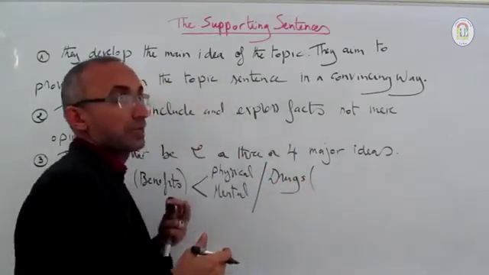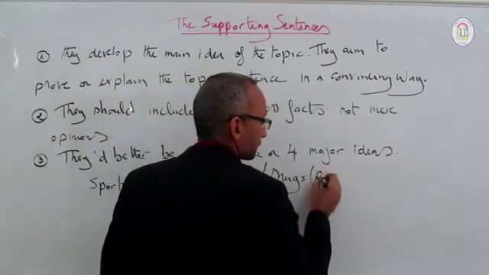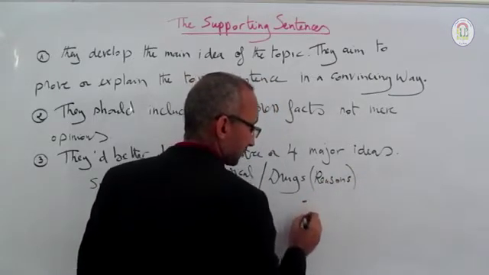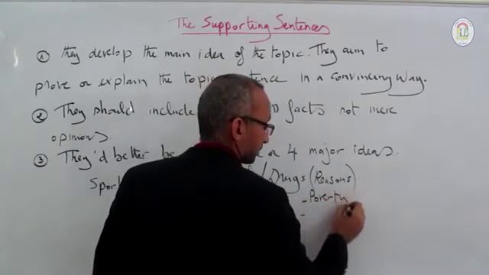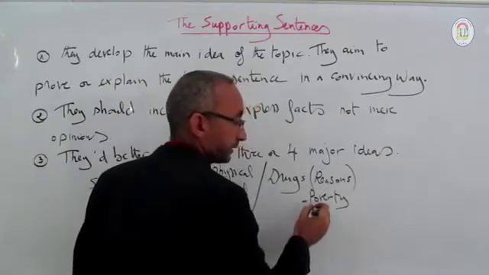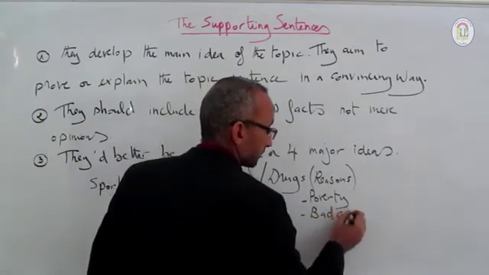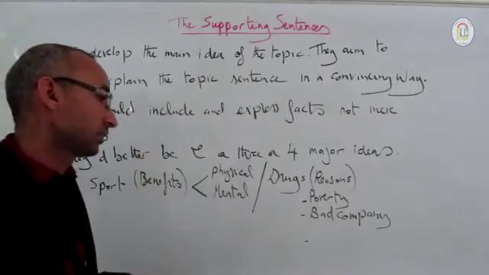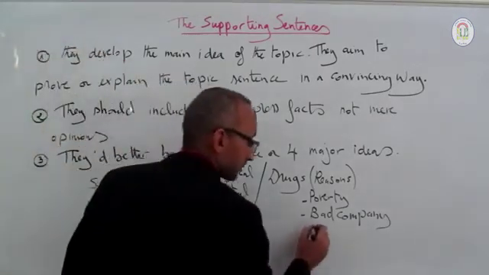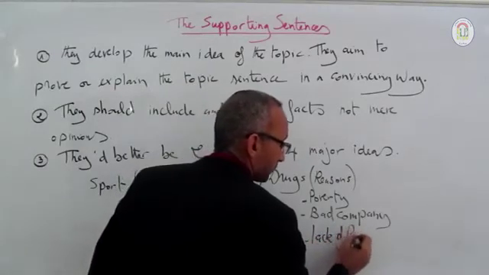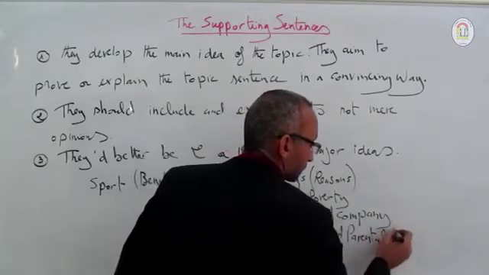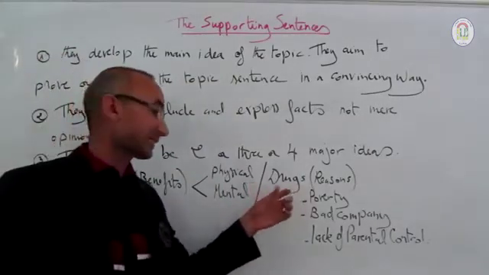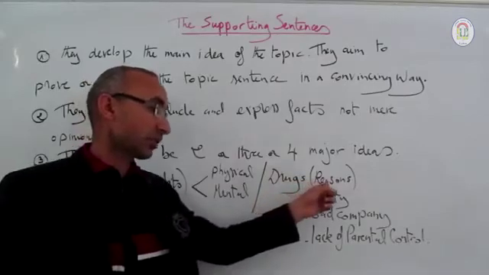We'll talk, for example, if we choose to talk about reasons, we can develop three major ideas here, which are poverty, maybe bad company, and number three, lack of parental control, for example. Lack of parental control, example.